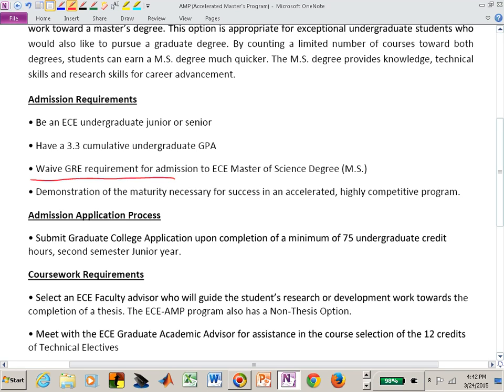So we do offer 2 flavors of the master's, a non-thesis and a thesis. If you do pursue a thesis, then you would need to definitely have a faculty member that you're working with to do the research with. The non-thesis, you may be able to just sort of have a generic coursework faculty member identified, and you don't have to work on a day-to-day basis with a faculty member. Other questions on technical electives or the AMP?